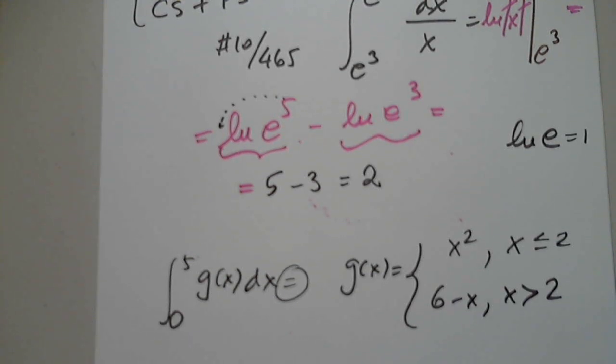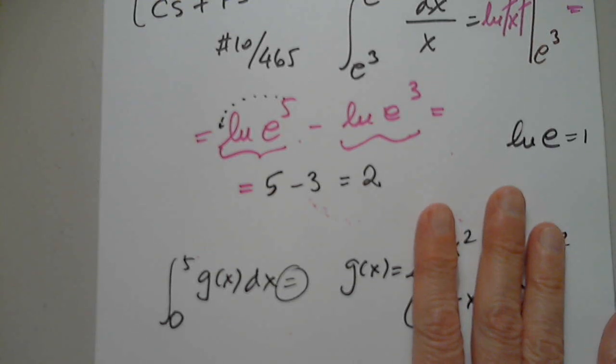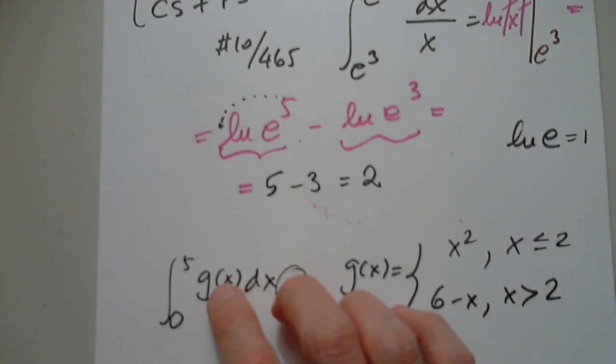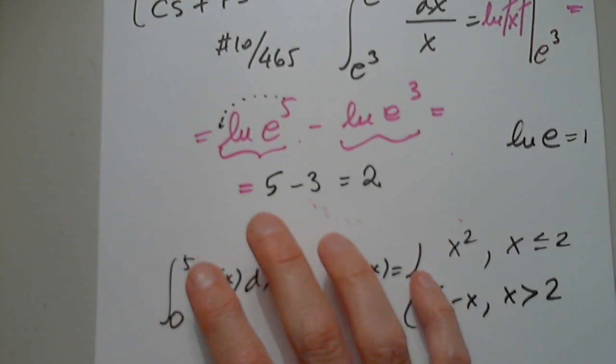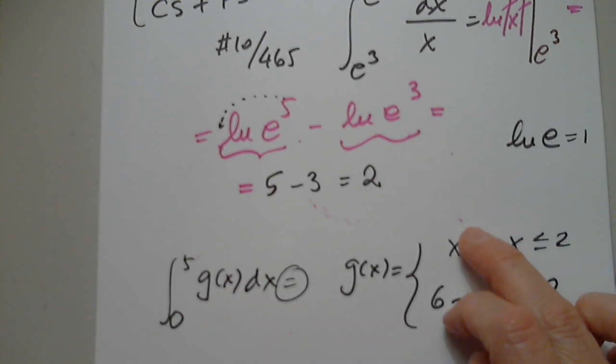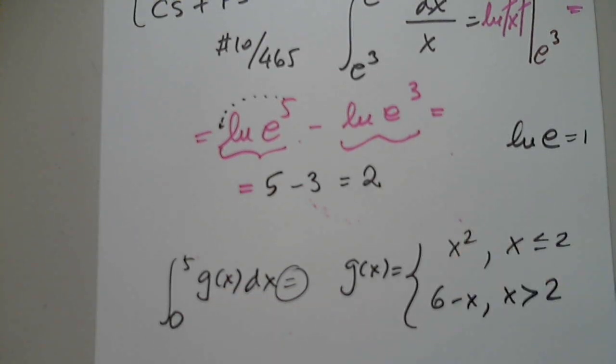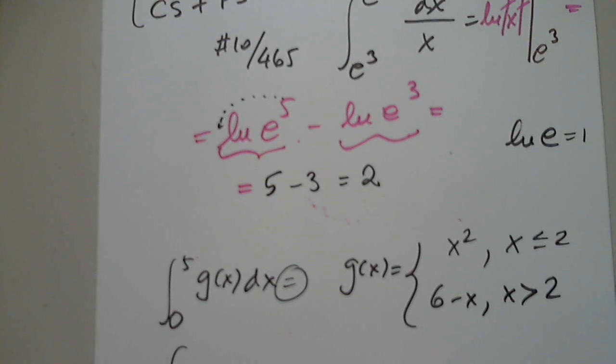Set them equal to each other. No, this is not the consumer surplus and producer surplus. No. So this says find the integral from 0 to 5, and g of x is given in 2 pieces. So it has to be a sum of 2 integrals.